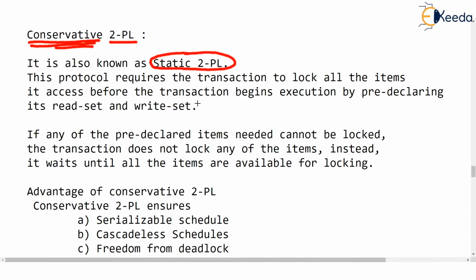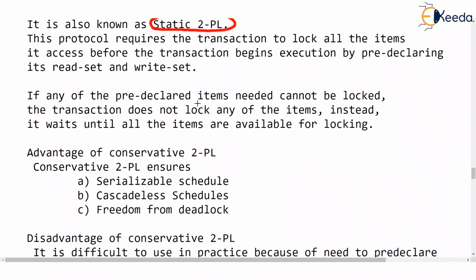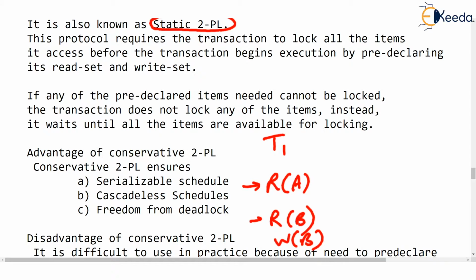The simple rule used by this protocol is that whatever locks a transaction needs, the transaction must acquire those locks before even starting execution. What I mean is, let's say that transaction T1 wants to read A. Then it wants to read B and also write B. That's it. These are the operations done by T1.